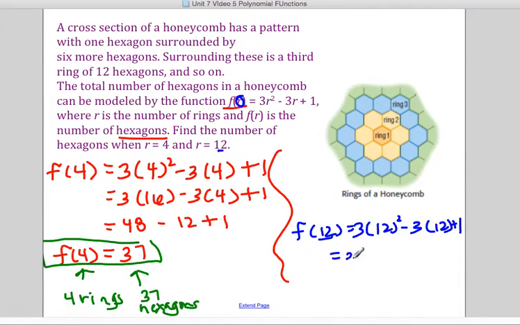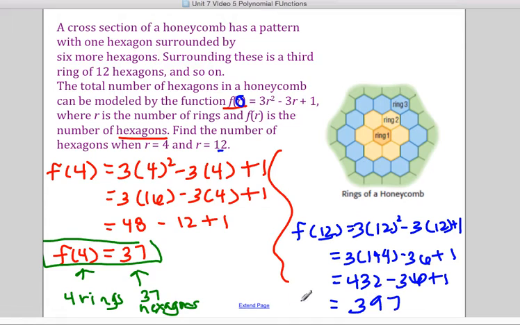So 12 squared is 144, minus 3 times 12 is 36. 3 times 144 gives me 432 minus 36 plus 1. 432 minus 36 plus 1 gives me 397. So my answer is f of 12: when there are 12 rings, there are 397 hexagons. So that's a little bit of function notation.